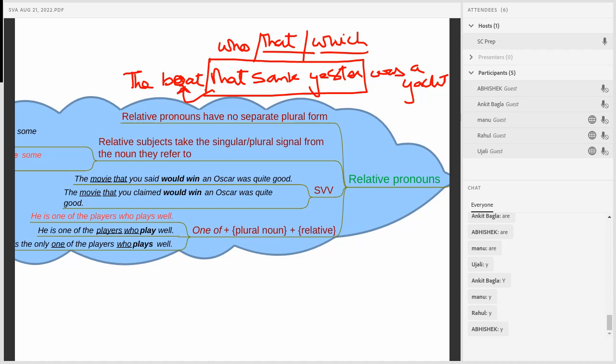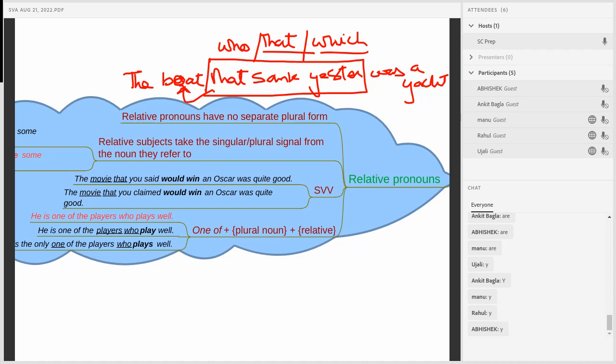That, so I'm using that, but what I mean is a relative pronoun. That has no plural form. So relative pronouns have no plural forms. You cannot say the boats those sank yesterday. It still has to be the boats that sank yesterday, right? So just by sound, you know that there's no chance you can say the boats those sank. Why is that? Because relative pronouns have no plural form.